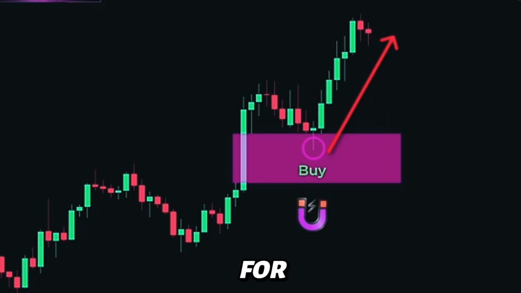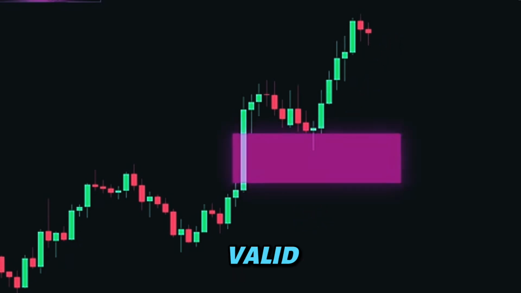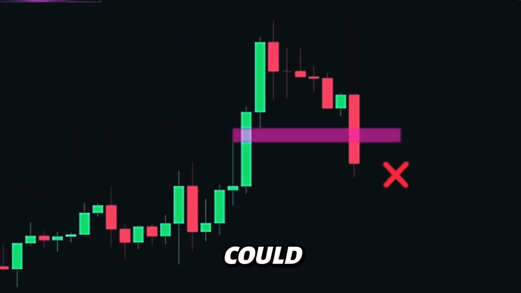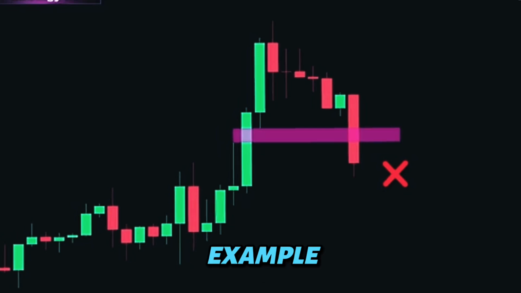One thing to remember is, for a fair value gap to be considered valid, it needs to be large. The larger the gap, the higher the chance that the setup actually plays out. If the gap is too small, there's a high chance the setup could fail, so it's best to avoid trading it. Now let's implement this in a real example.